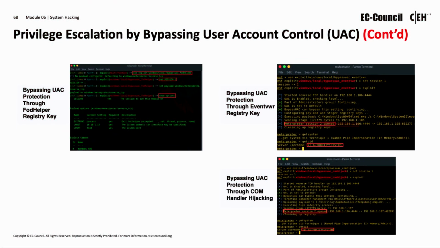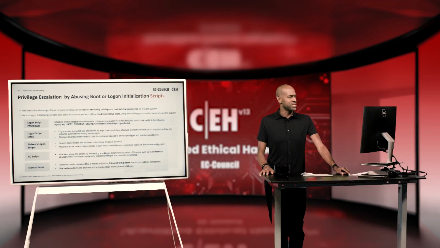And then if you look at these examples, we have several other examples of using Metasploit. One is through the FOD helper registry key. Another one is through the event viewer registry key. And the last one is through COM handler hijacking. So these are just various ways that we can, what's called, abuse UAC and gain extra privileges on that system.